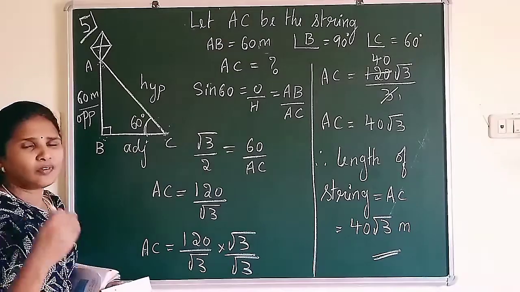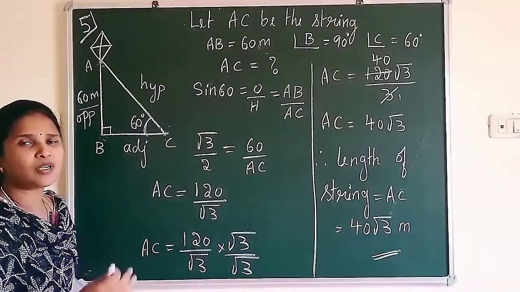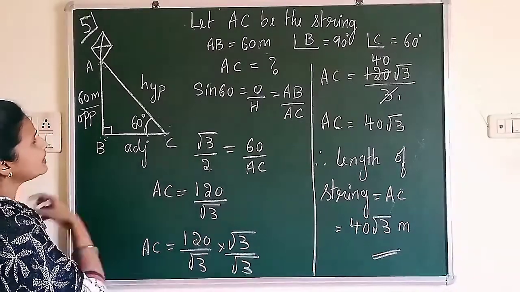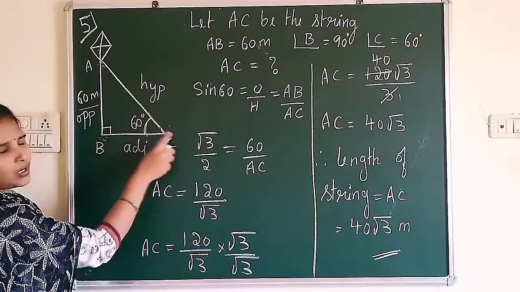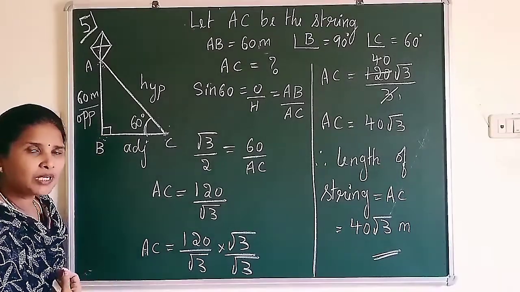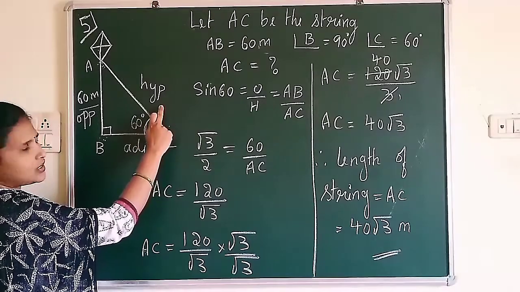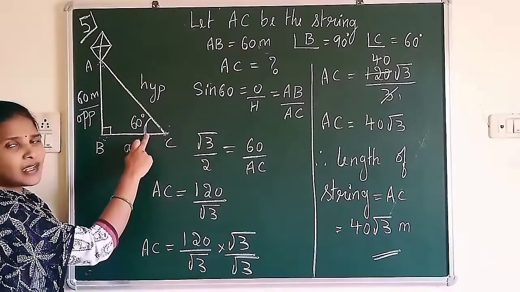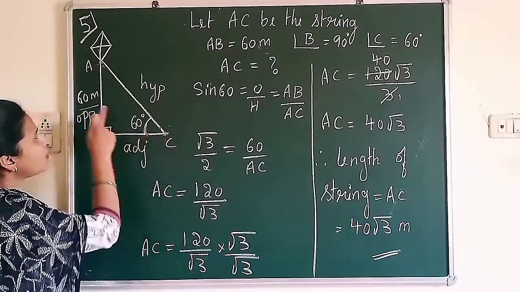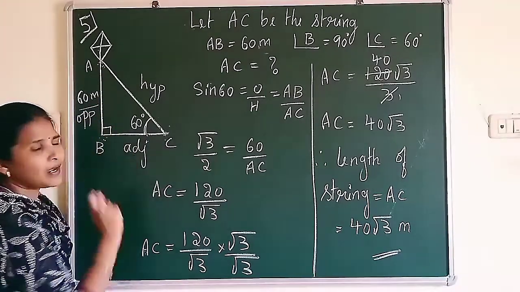So for that, whenever you draw the diagram, you have to write opposite, hypotenuse and adjacent. So it's clear that this is the hypotenuse always, because this is 90 degrees. As given, height means it is nothing but the perpendicular height. So it will be 90 degrees. And we need to find the hypotenuse now. And the acute angle here is 60 degrees. Opposite to this, that is AB will be opposite and BC will be adjacent.